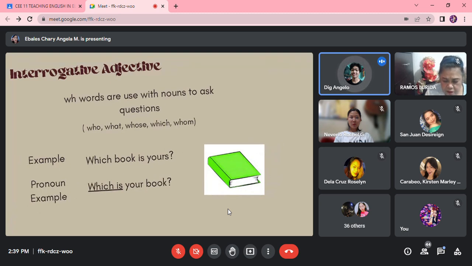Next one is interrogative adjective. These are the WH words that are used with nouns to ask a question. So what are the WH words? These words include who, whose, whom, which, and what. So for example, which book is yours?